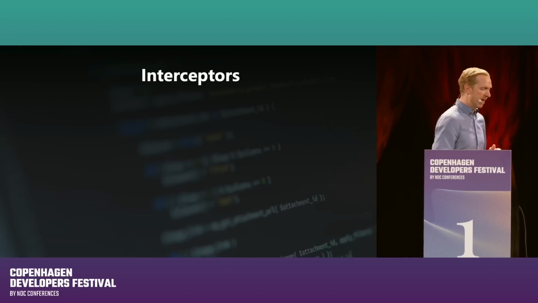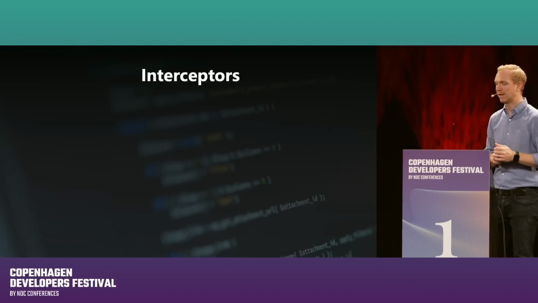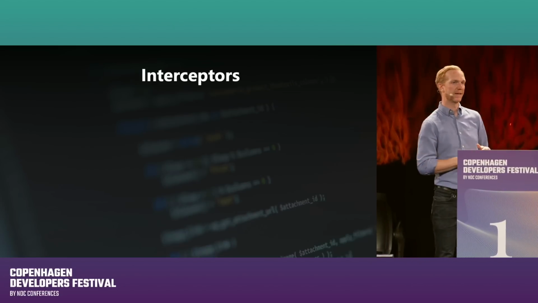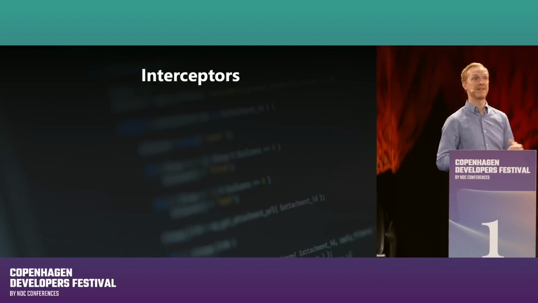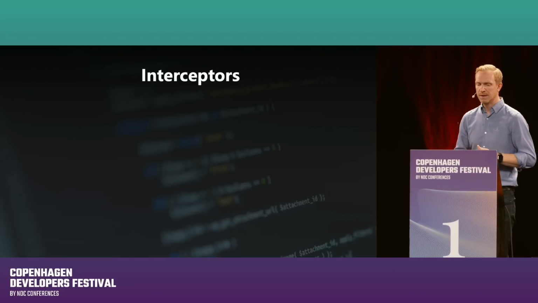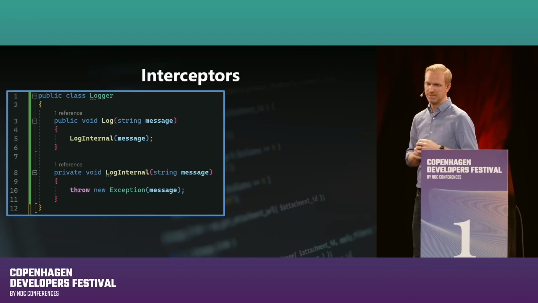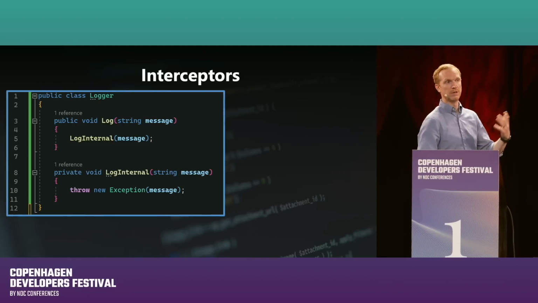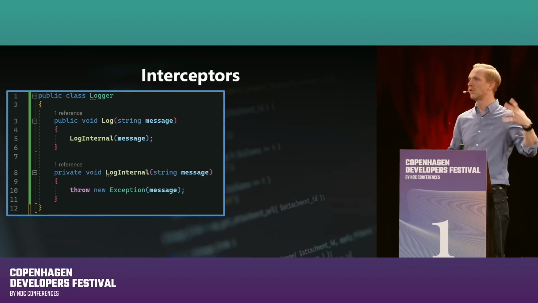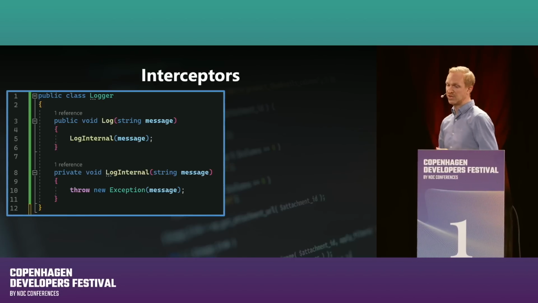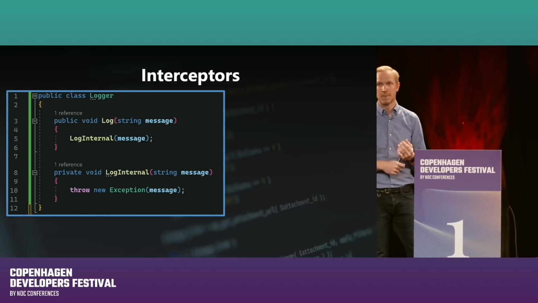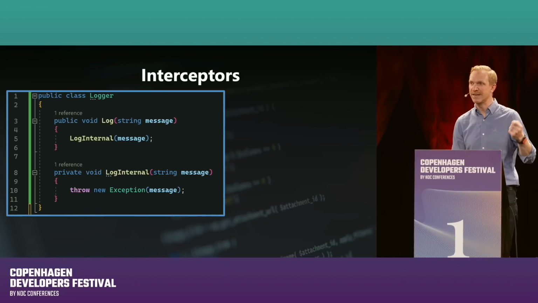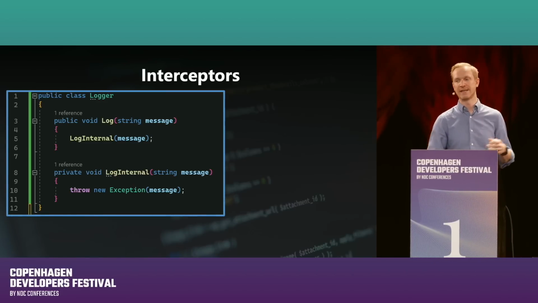Another feature that is possibly coming to C# 12 is something called Interceptors, which is also an inspiration from other programming languages. Objective-C, for example, has had this for a very long time. Imagine that I have this little code snippet here. Super simple class called Logger, which has a publicly exposed method called Log, which takes a message. It then calls an internal method, which is simply throwing an exception. Now, I'd like to intercept what happens when you call LogInternal.